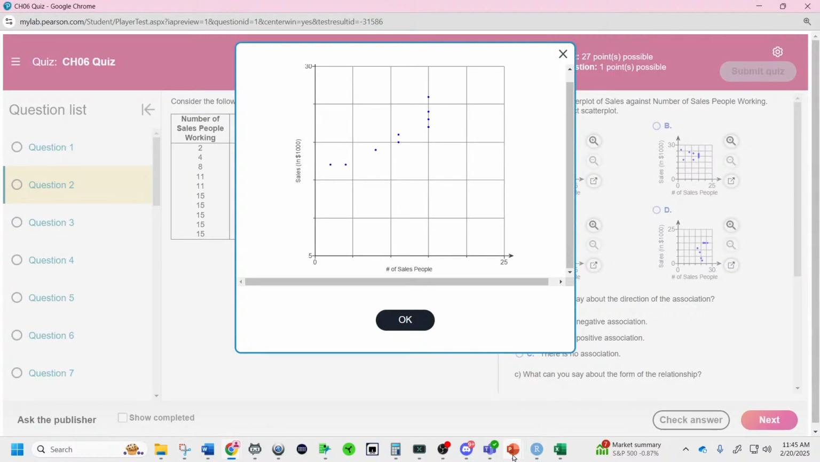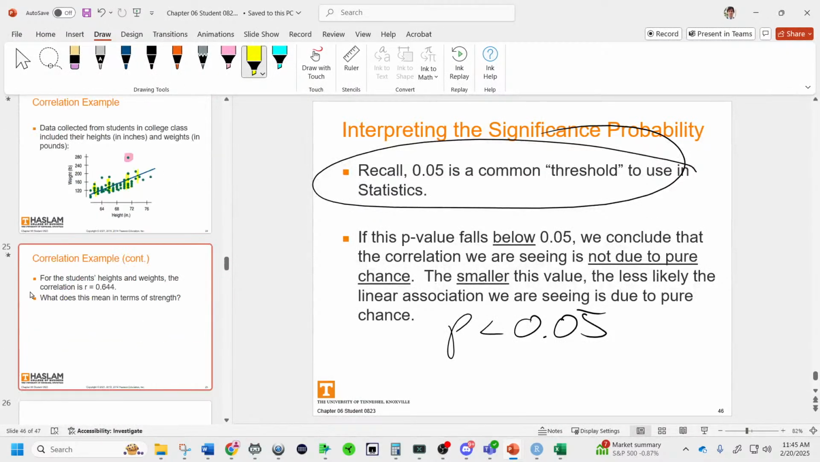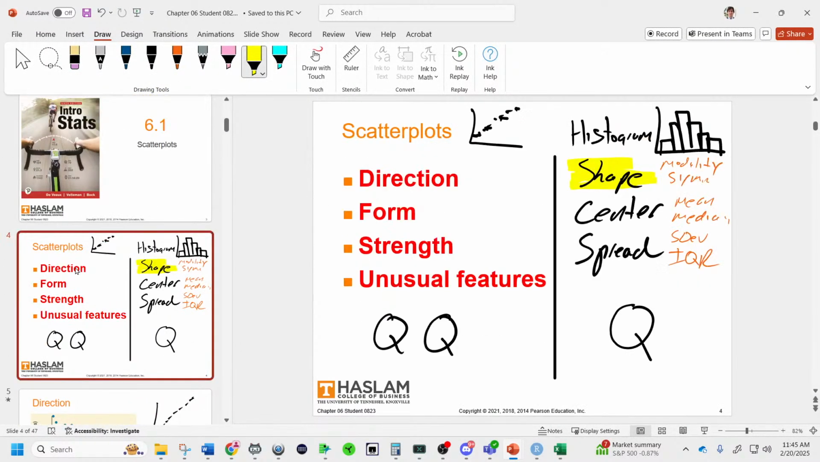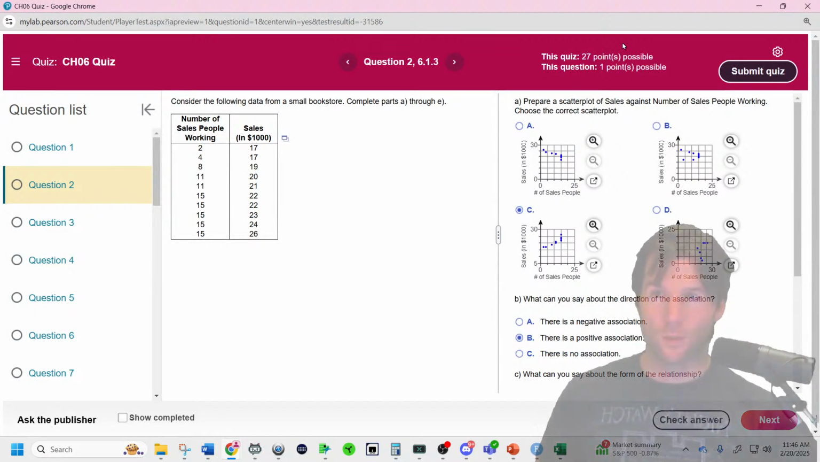So remember, the things to understand from this chapter are strength, direction, form, unusual features. Going back to the notes right here, you should have some good notes on what is strength, what is direction, what is form, and unusual features. This is chapter 2 over here, which is shape, center, spread for histograms, but that's a good review of the concepts of strength, direction, form, unusual features.